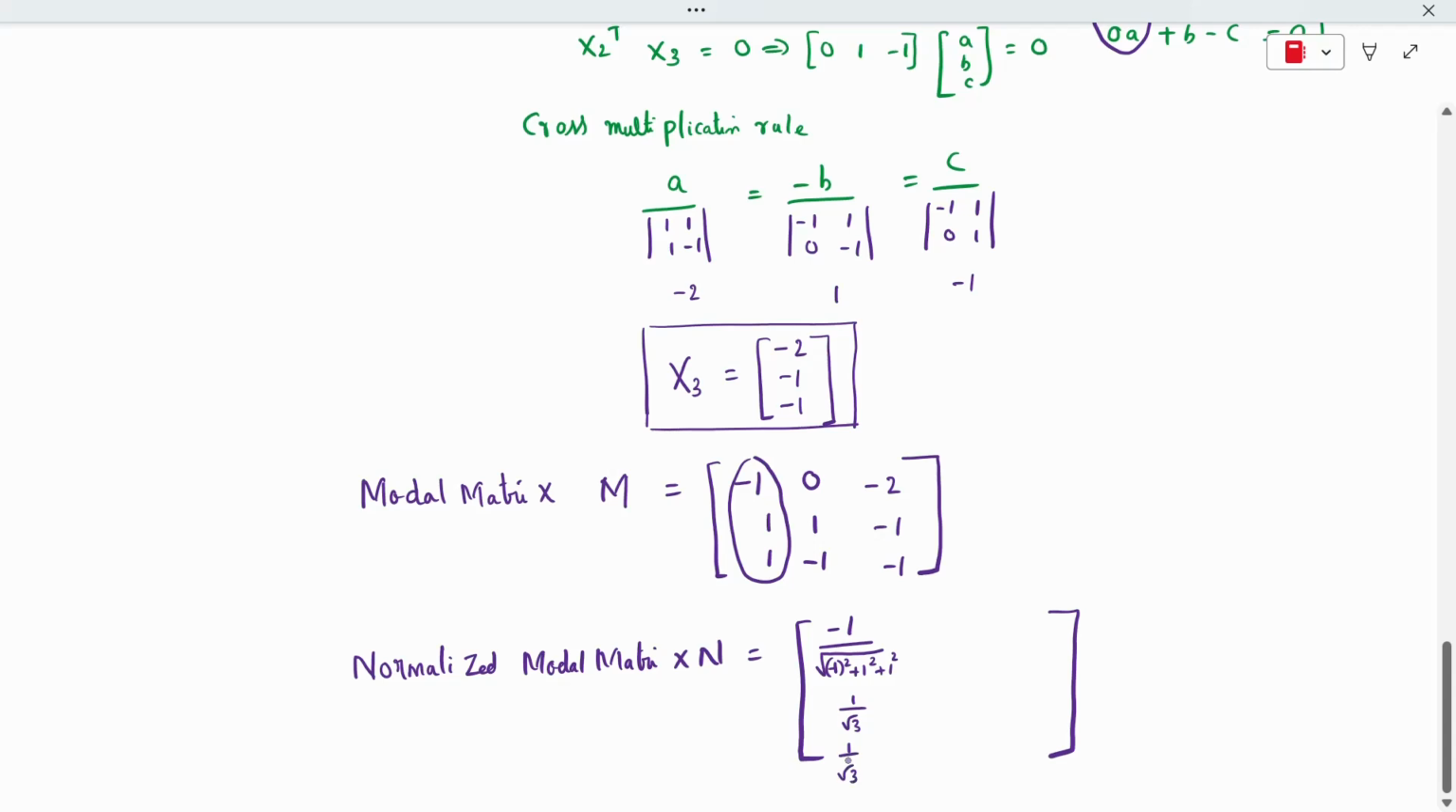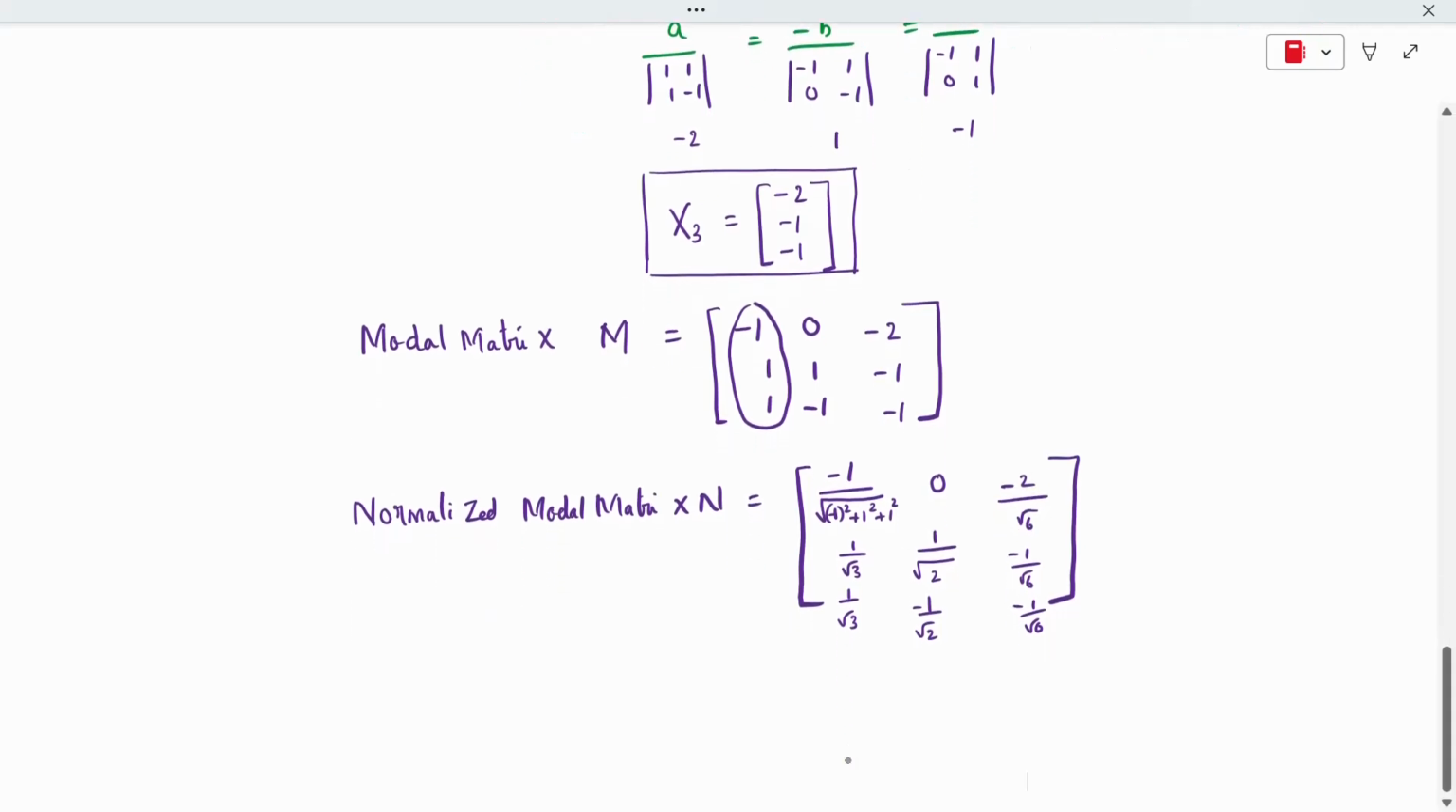Okay, so completed. When you do it for here, 0 will be 0 only. Same way 1 divided by square root of 0 squared, 1 squared, minus 1 the whole square. So root 2. Same way minus 1 divided by root 2. Same way here when you do it, minus 2 divided by, minus 2 the whole squared is 4, 4 plus 1 plus 1 is 6, root 6. Same way here it is for minus 1 by root 6. So completed. So this is called as a normalized modal matrix.